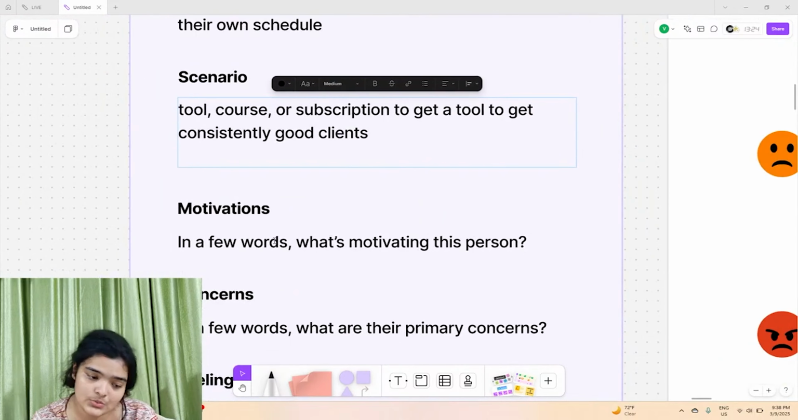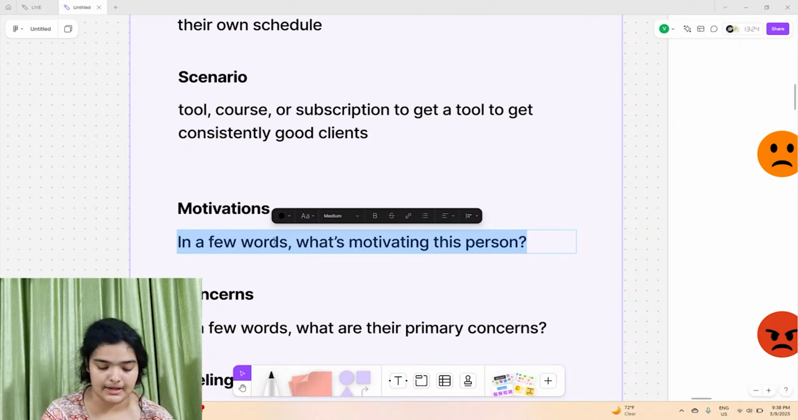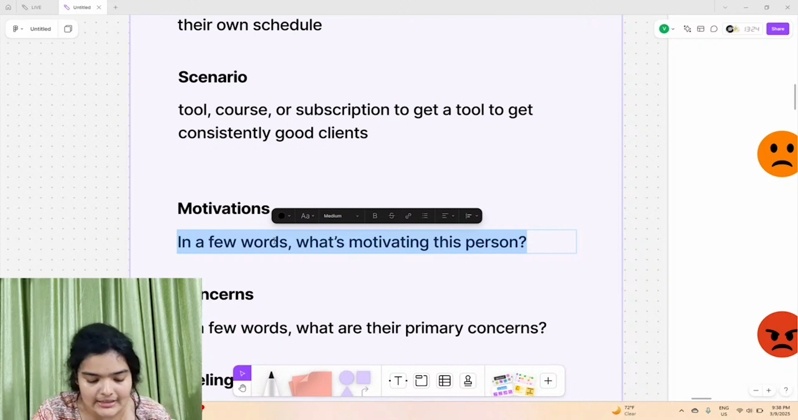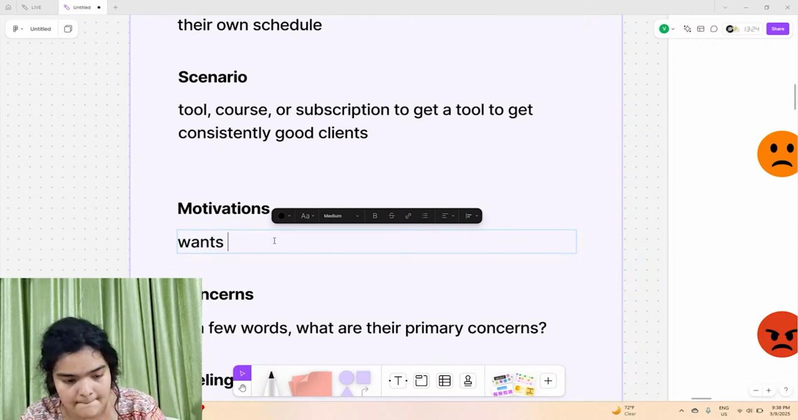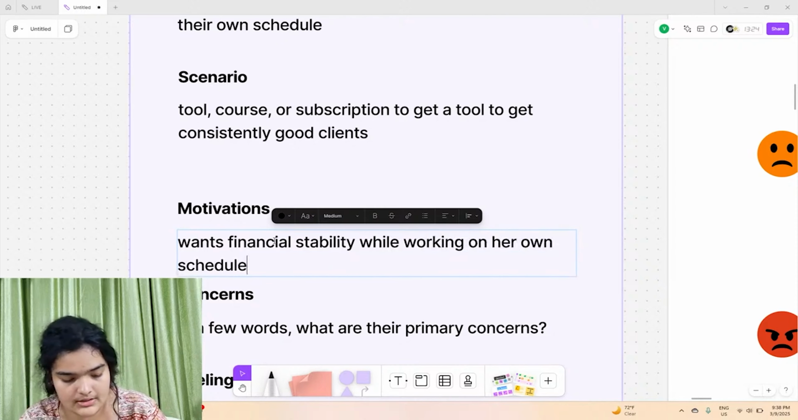Motivation. In a few words, what's motivating this person? Let's talk about what's motivating this person simply. So basically, she wants financial stability while maintaining the freedom of freelancing, and that's what's motivating her. This is why they'll subscribe to you, right? Financial stability while working on her own schedule.